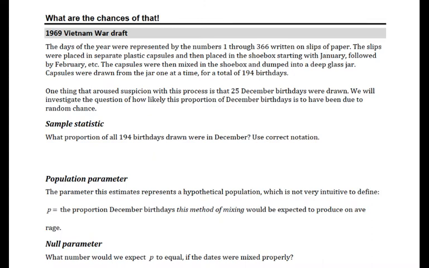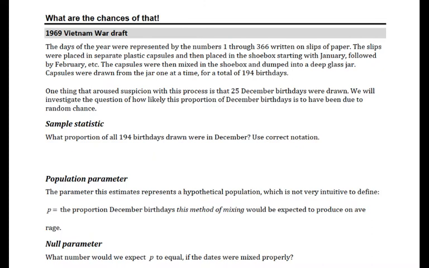In this, the birthdays were represented by numbers 1 through 366, so that's all days of the year, including February 29th, even though this only occurs once every 4 years. The slips of paper were placed in capsules mixed in a shoebox, and then the capsules were poured into a deep glass jar. Then they're just pulled from the top because the assumption is that they're mixed properly at this point, and this is theoretically a valid way of getting a simple random sample. So we're going to address the question of whether they really were mixed properly.